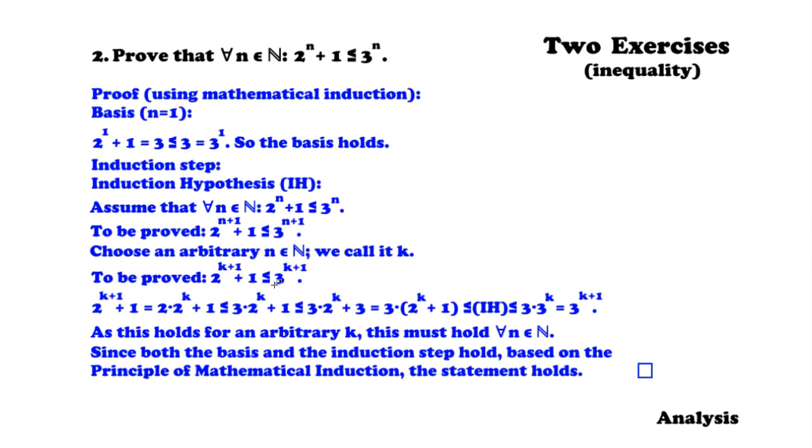So as you can see, you can use the less than or equal to sign as a tool in order to use your induction hypothesis, and you're just a bit more free than in the case with an equal sign with your operations. Now, as this holds for an arbitrary k, this must hold for all n in the natural numbers, and since both the basis and the induction step hold, based on the principle of mathematical induction, the statement holds. So again, QED, which we indicate with this little box at the end of the proof, of course. And as a conclusion, this proof wasn't really harder, we just had to get familiar with the inequality sign.